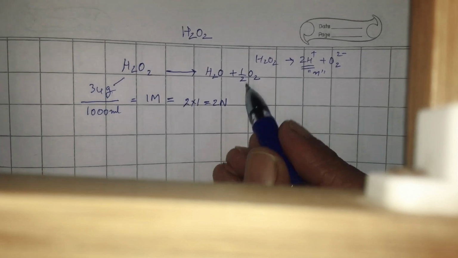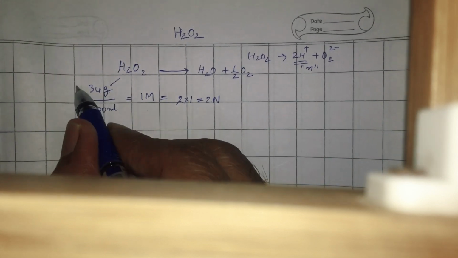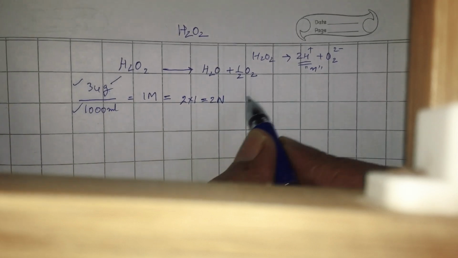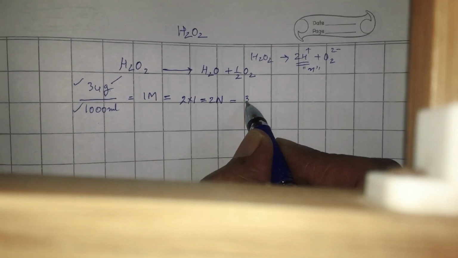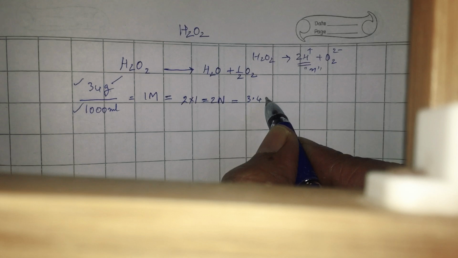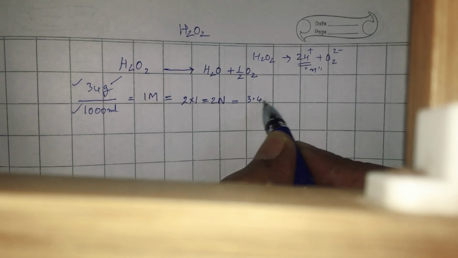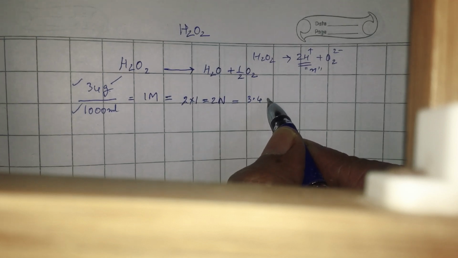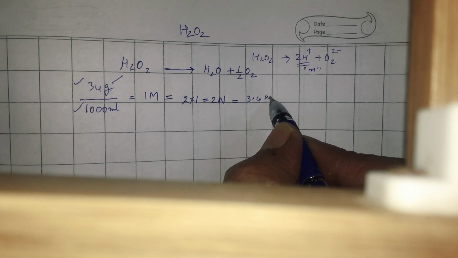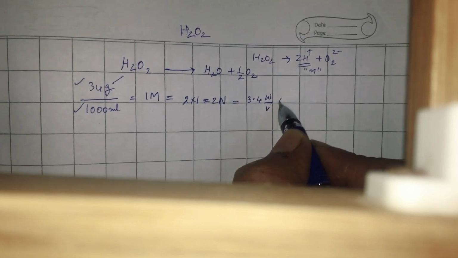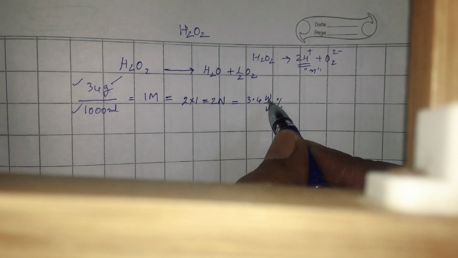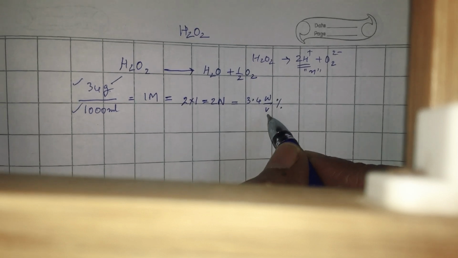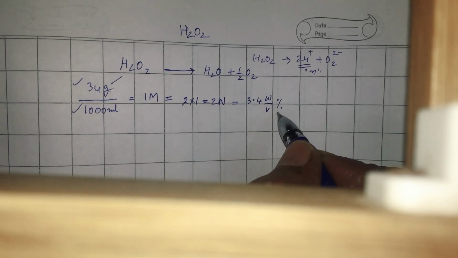Also, you can see 34 grams in 1000 ml. It means 3.4 grams are there in 100 ml. 3.4 grams in 100 ml is called 3.4 W by V percent, where W is for mass weight, V is for volume, percent means per 100.